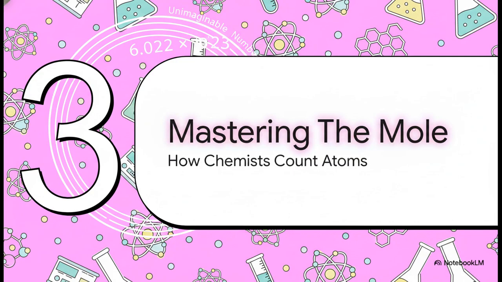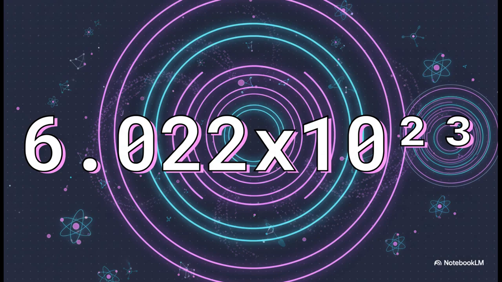All right, we've totally nailed the single atom. But in a lab, we're not working with just one. We're working with numbers so big they're hard to even imagine. So how on earth do chemists count that high? The answer is the mole. Just take a second to look at this number. It's huge. 602 billion trillion.